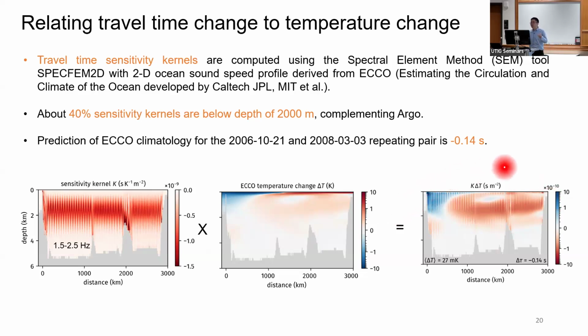You can see there's a big red blob here. Red means temperature increases. If we add up the contribution from each point of this 2D profile and get the integral, finally we get this number. The predicted travel time change is negative 0.14 seconds. It has the same sign as the observation, but the number is underestimated. Here I want to note that this spatial distribution is from ECCO. For our data, we don't know this distribution. The only thing we know is the integral effect, the total effect.